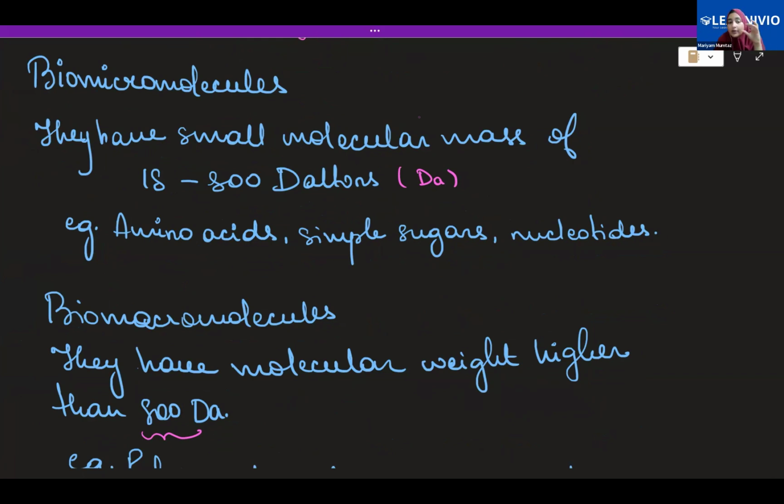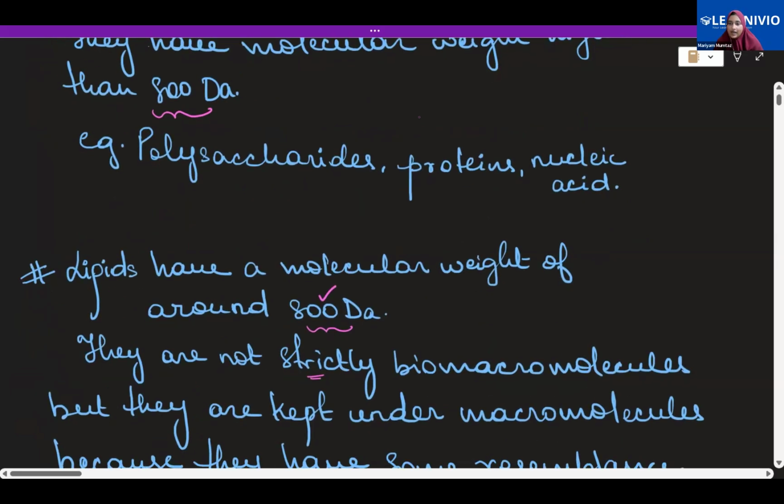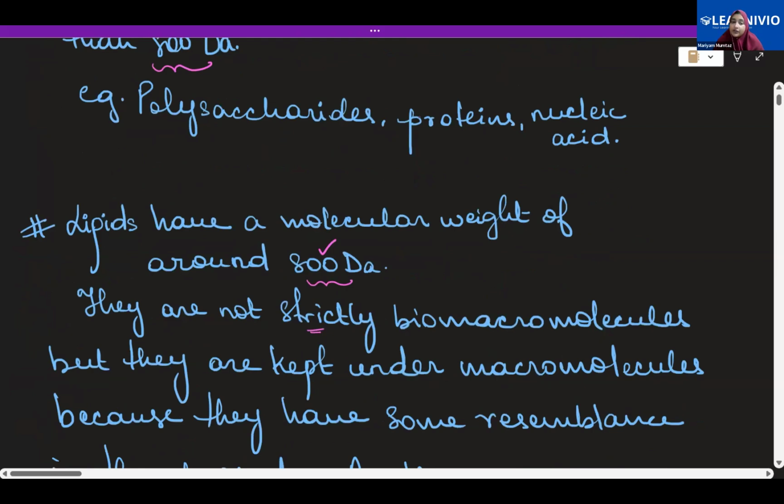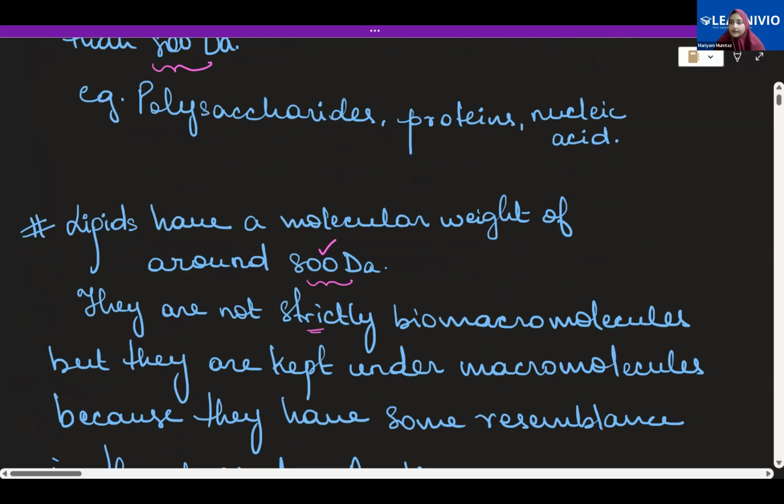On the other hand, biomacromolecules are the ones that have molecular weight higher than 800 Daltons. But there is one exception, lipids, the ones that I drew stars around. So lipids have a molecular weight of around 800 Daltons exactly, the borderline. Understood? So in terms of its size, it's not strictly a biomacromolecule, but the reason why it is kept under the biomacromolecules is because they are acid insoluble, just like the other biomacromolecules. Understood, students? Is it clear to everyone?